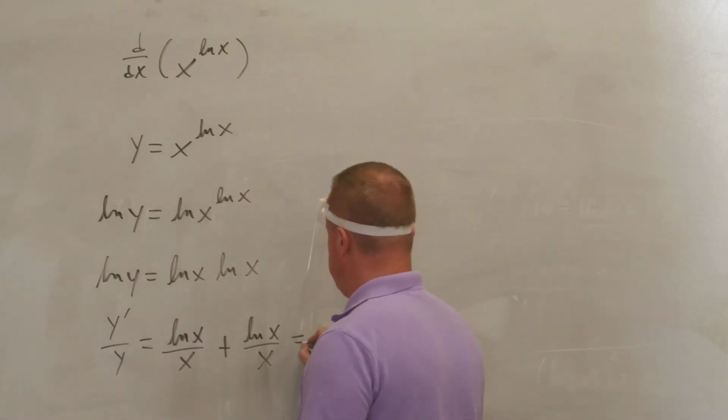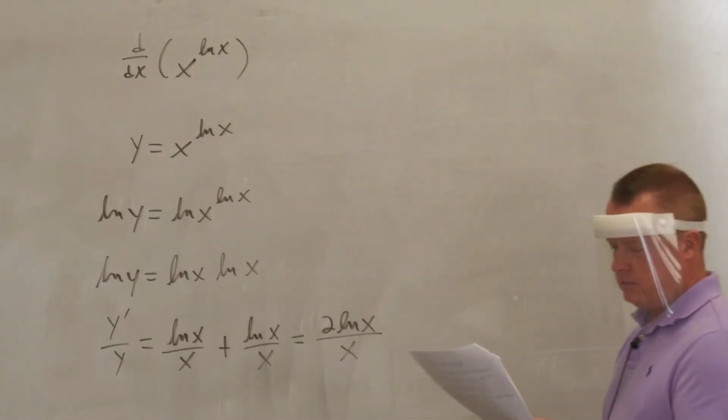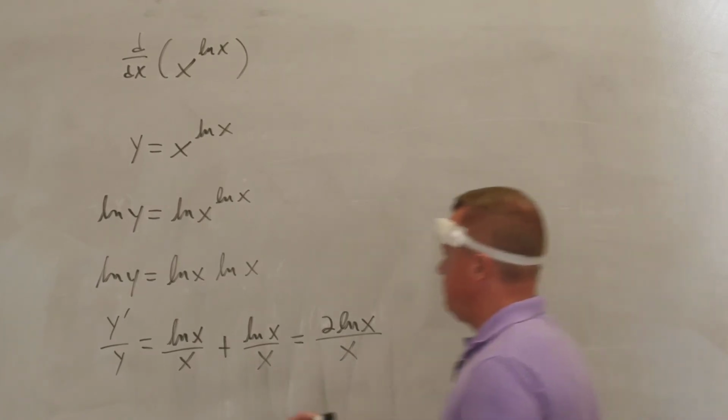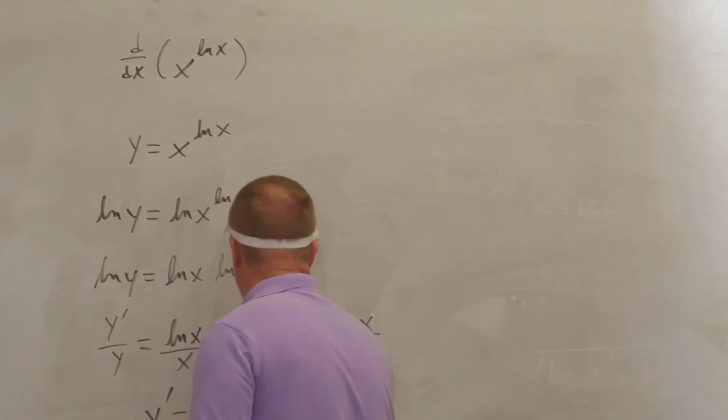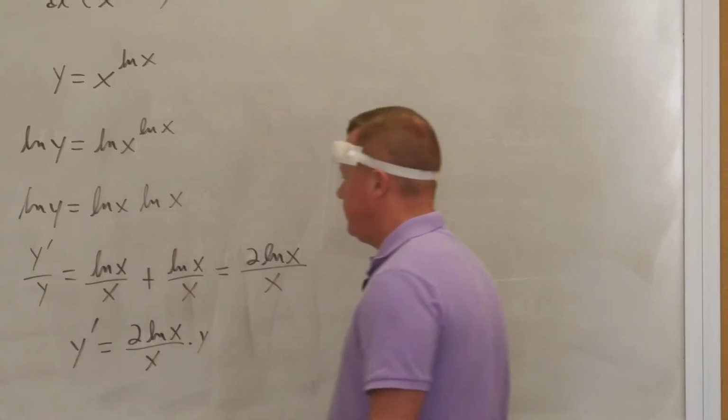So this is equal to 2 ln x over x. Okay. Questions about that so far? Now, I don't want to forget about my y on the left, right? So I got y prime divided by y. To get y prime by itself, multiply both sides by y. So that will give me y prime equals 2 ln x over x times y. Okay.